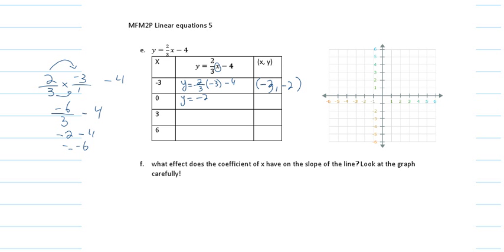So in the case of the 0, what's 2 over 3 times 0? Anything times 0 is 0. Take away 4, gives you negative 4.